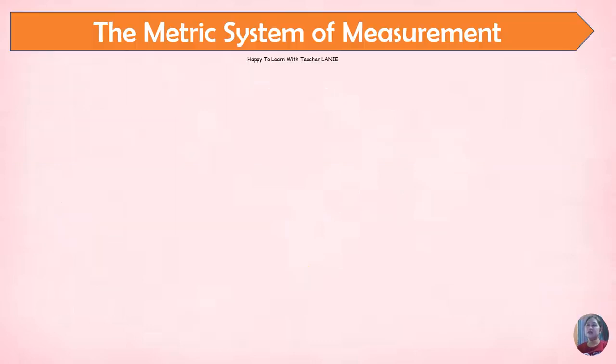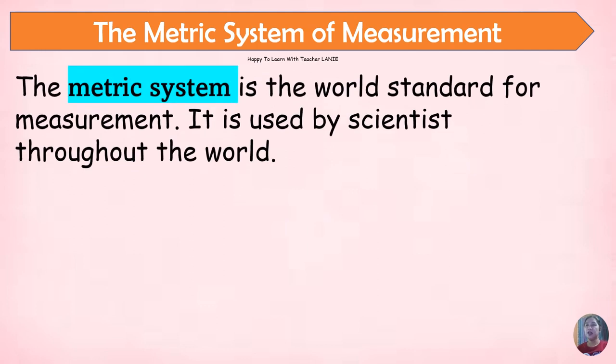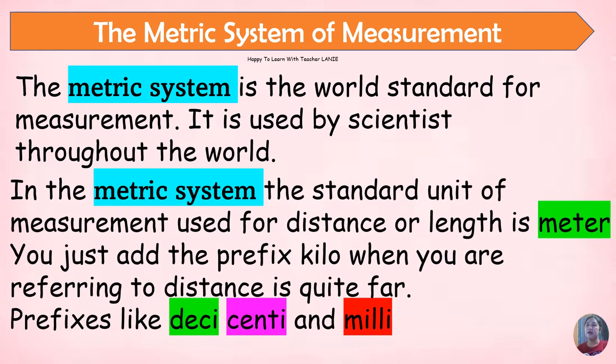The metric system of measurement. The metric system is the world standard for measurement. It is used by scientists throughout the world. In the metric system, the standard unit of measurement used for distance or length is the meter. You just add the prefix kilo when you are referring to a distance that is quite far. Prefixes like deci, centi, and milli.